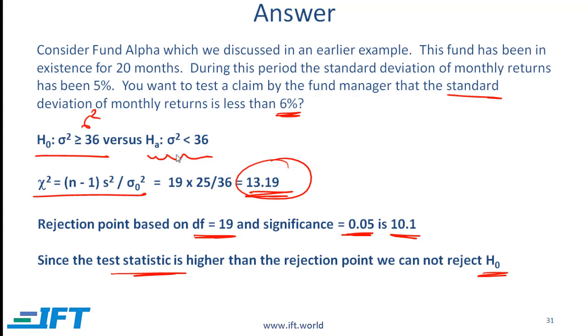When you are hoping that the variance is less than 36, then the statistic that you calculate, the chi square statistic in this case, should be a low number for you to reject the null. The question then becomes how low, and the answer is it needs to be lower than the critical value. In this case, the test statistic that we calculate is not lower than the critical value, hence we cannot reject the null hypothesis.